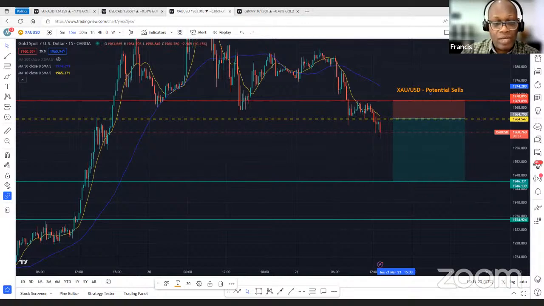Now, I'm wanting us to have a decent stop loss, not a wide stop loss. I don't want us to risk too much.